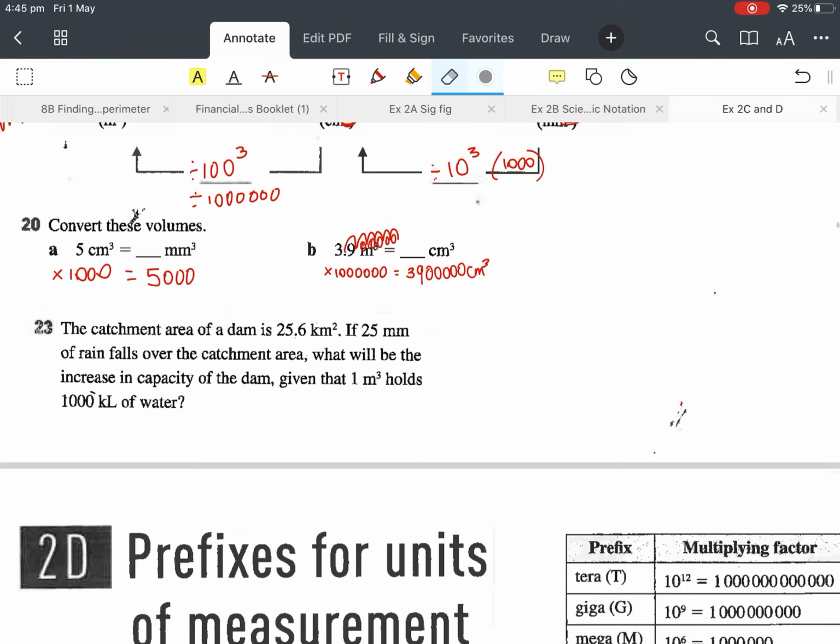So it says the catchment area of a dam is 225.6 kilometres squared. If 25 millimetres of rain falls over the catchment area, what will be the increase in capacity of the dam, given that 1 metre cubed holds 1,000 kilolitres?